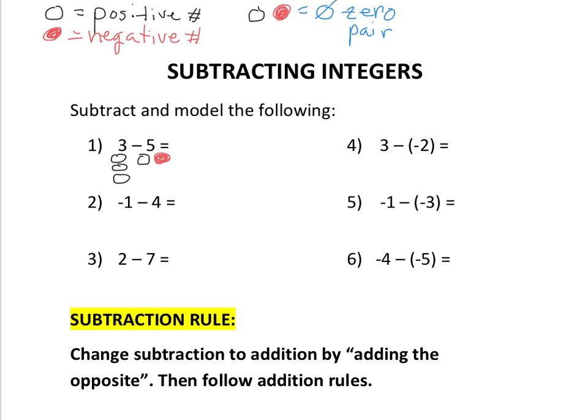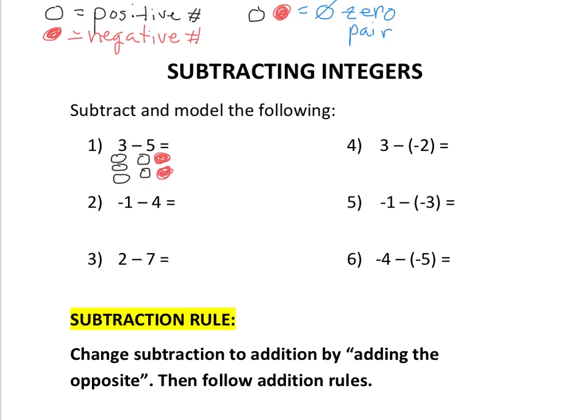To do that, I'm going to add another zero pair. Every time you need a white or a red counter so that you can take away what you need to take away, add enough zero pairs until you get what you need. Notice that we need to take away 5 positive numbers. I did not add 5 zero pairs. I just added 2 because I only needed 2 more so that I could take away 5 positives. Now look, I have 5 positive numbers that I can take away.